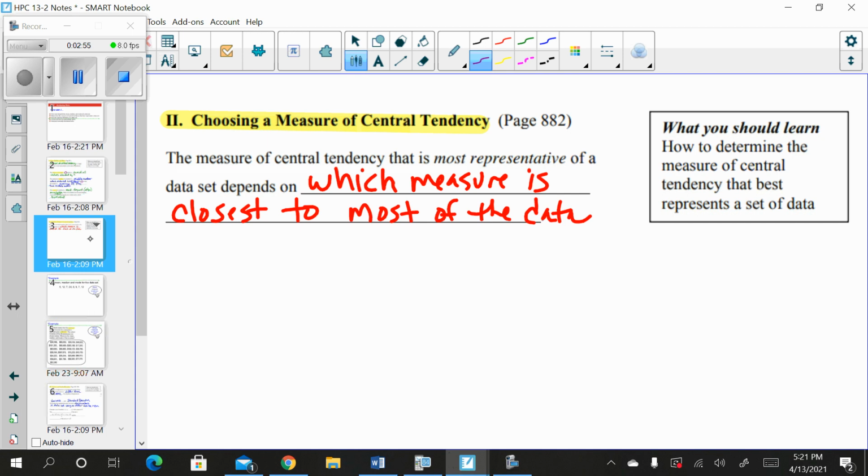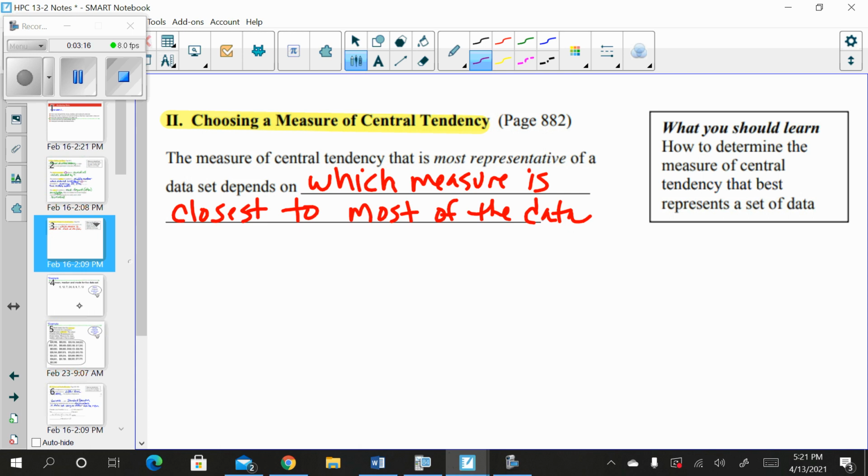So how do you choose? That's really the big thing, because we can calculate all these values. How do you choose? You're trying to find which central tendency number is most representative of your data set. So which measure is the closest to most of the data. And so we want to take a look and see what would be the most representative of the numbers that we're dealing with.